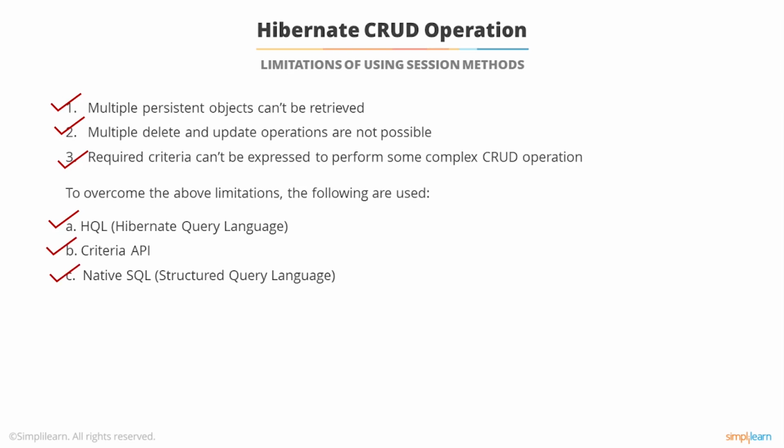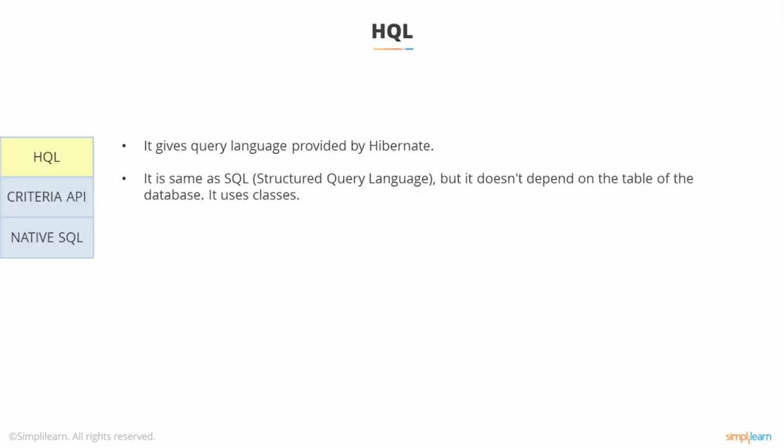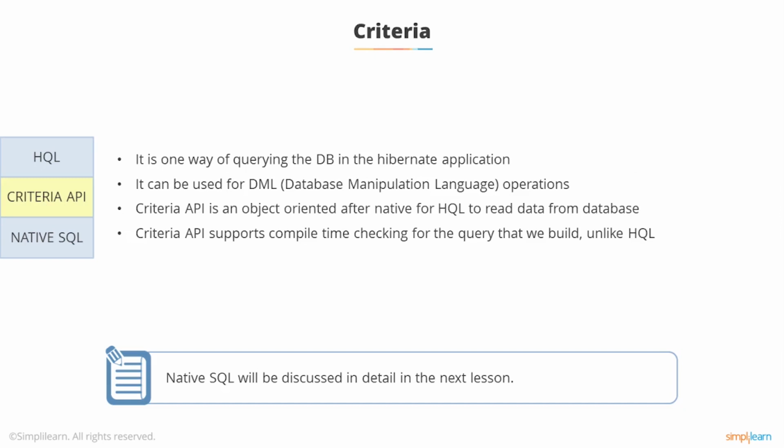What is HQL? It is the query language provided by Hibernate. It is the same as SQL, but it doesn't depend on the table of the database. It uses classes. The Criteria API is one way of querying the database in a Hibernate application. It can be used for DML operations. Criteria API is an object-oriented alternative to HQL to read data from the database, and it supports compile time checking for the query that we built, unlike HQL.